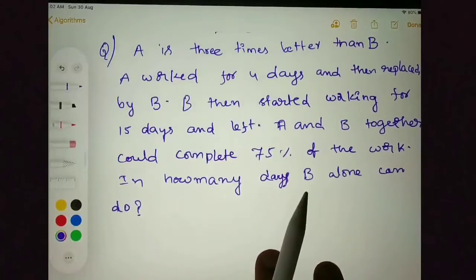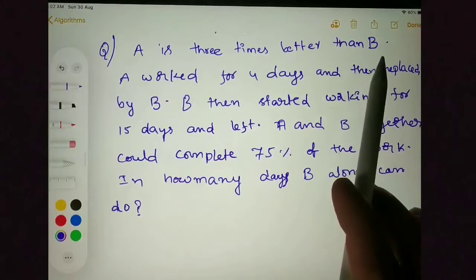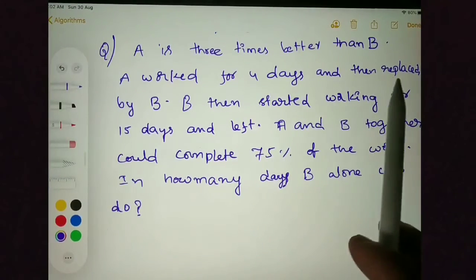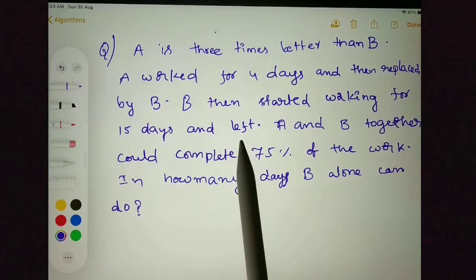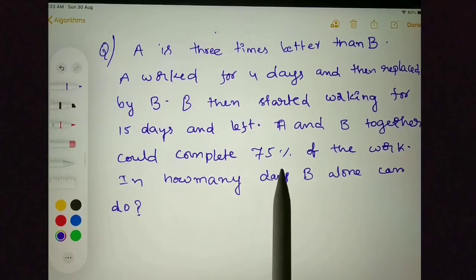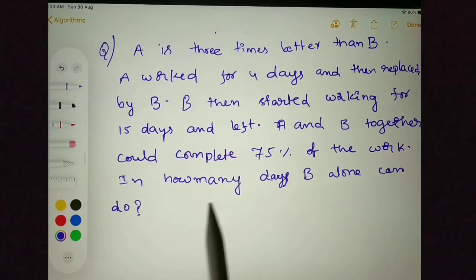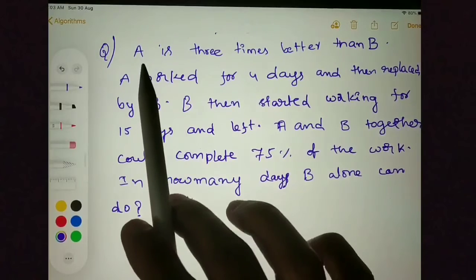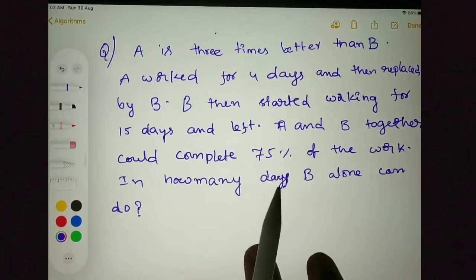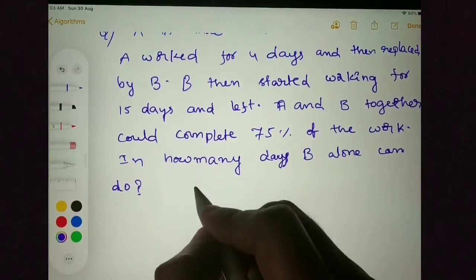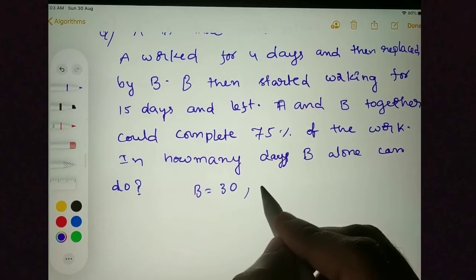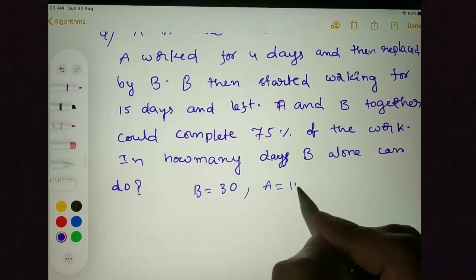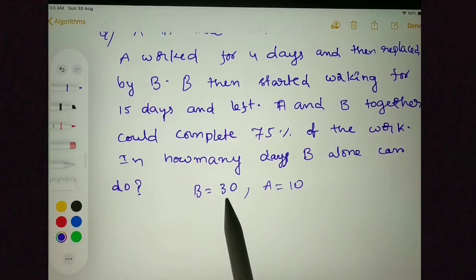Here is another question. A is 3 times better than B. A worked for 4 days and then was replaced by B. B then started working for 15 days and left. A and B together could complete 75% of the work. In how many days can B alone do it? As per the problem statement, A is 3 times better than B. For example, if B can complete a work in 30 days, A should be able to complete the same work in 10 days, because A is 3 times better than B.